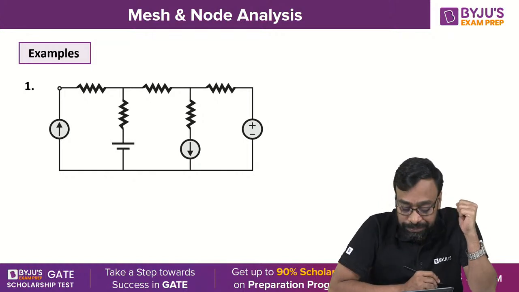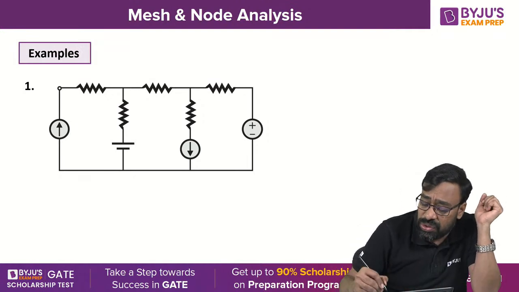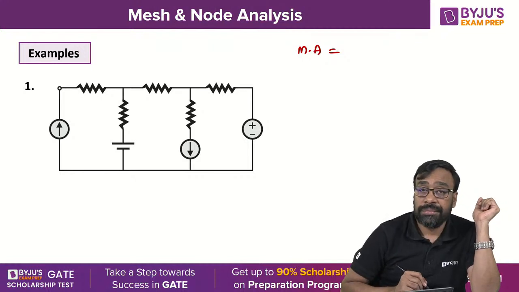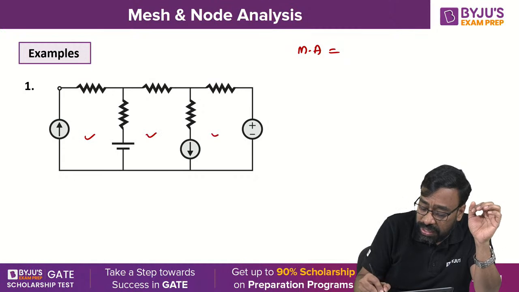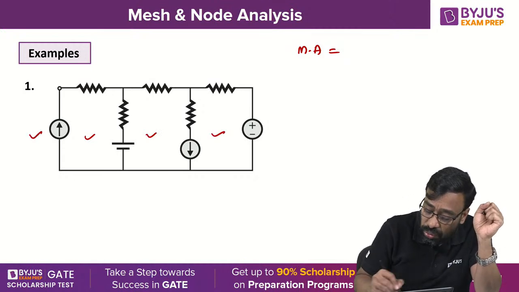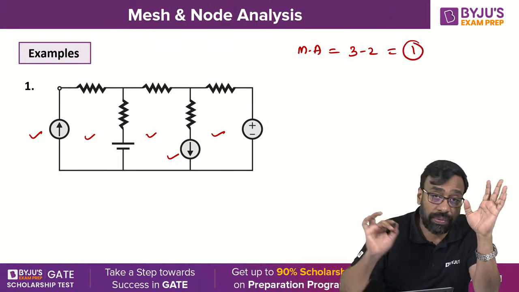Then you will understand. What is the minimum number of equations required to solve this network using mesh analysis? Simple, mesh analysis means how many loops are there? 1, 2, 3. How many current sources are there? 2. So 3 minus 2, one equation is enough to solve this network.